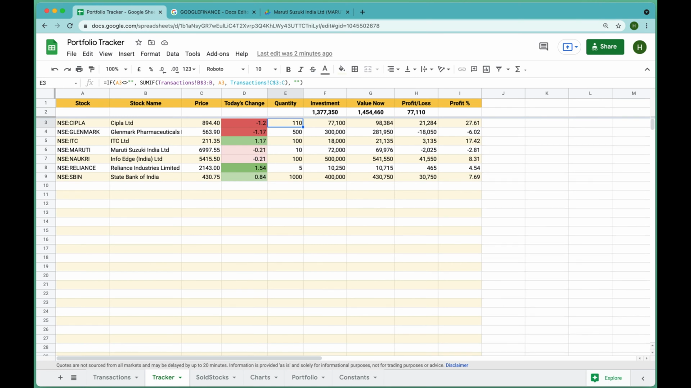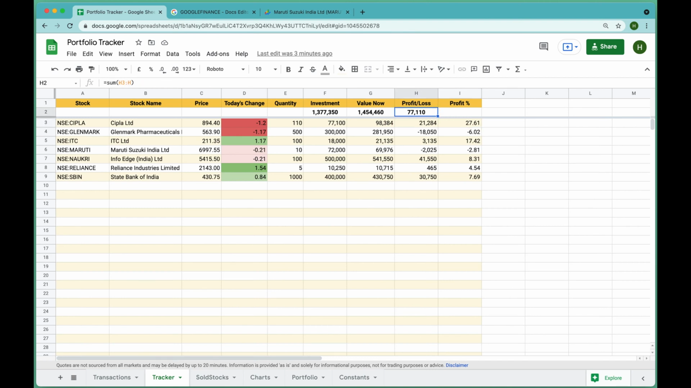Now getting back to the different columns in the table, the quantity is the total quantity of the stock you hold right now. Investment is the total money that you have put in the stock. Value now is the current value which is derived by multiplying the quantity and the current price. Profit loss is the profit or loss that you have made in this stock, and profit percentage is the percentage return. Basically, if you make a profit of Rs 10 by investing Rs 100, you make a 10% profit.